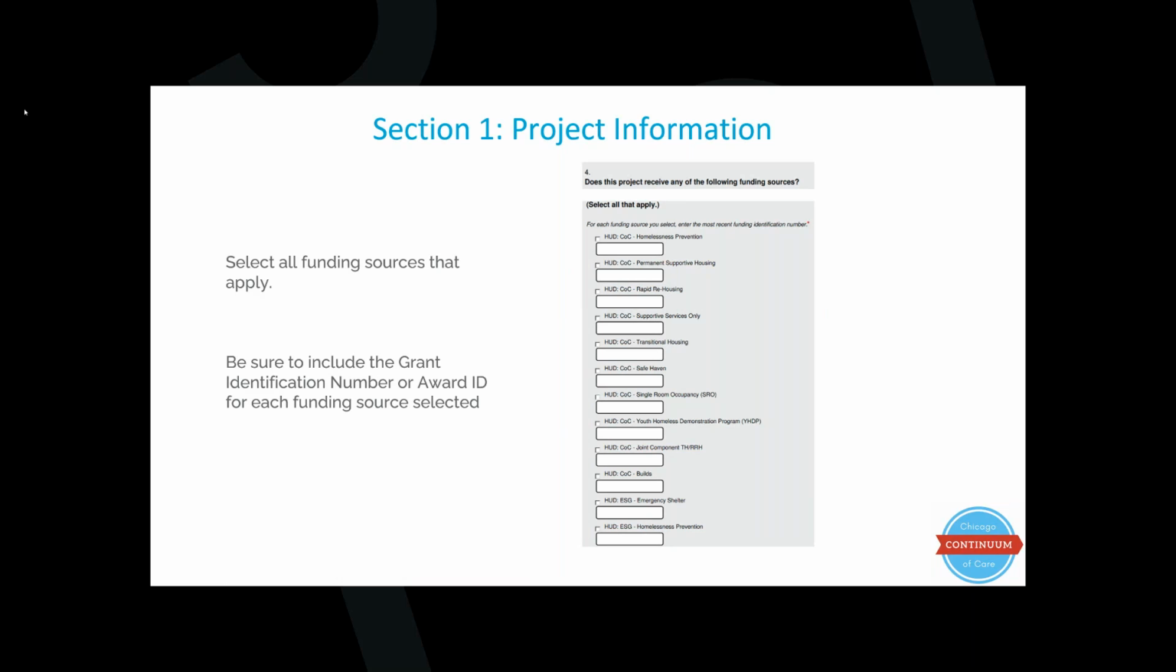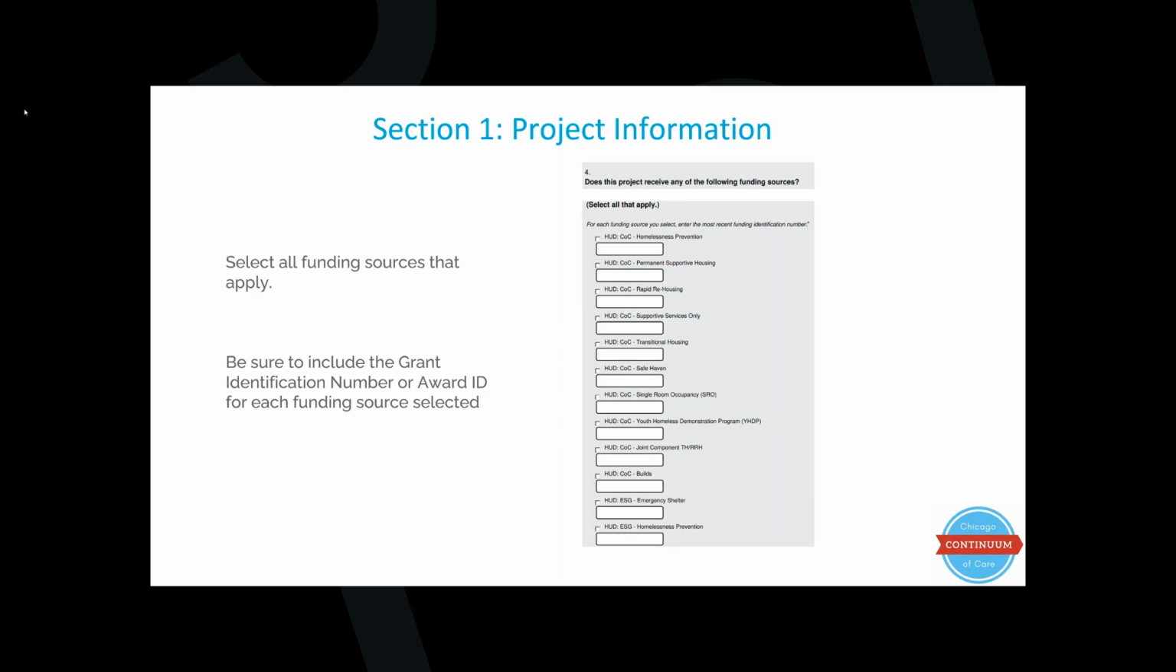If you're funded through DFSS, DFSS provides an identification number, usually like 6 digits. That's the number that you're going to put in for the funding. If there's any other funding sources, IDHS, things like that, those should also have award ID numbers, and you're going to want to put those in as well.